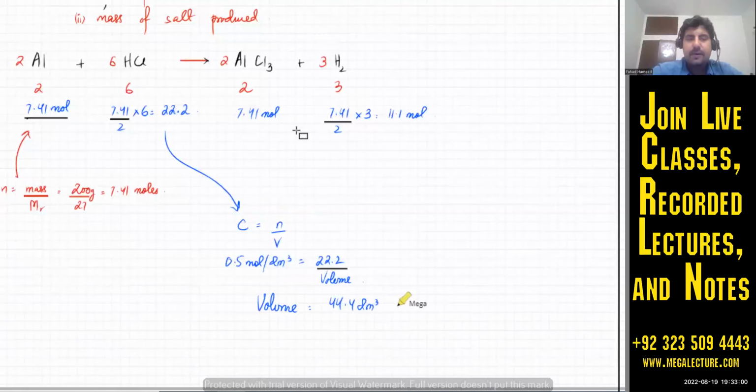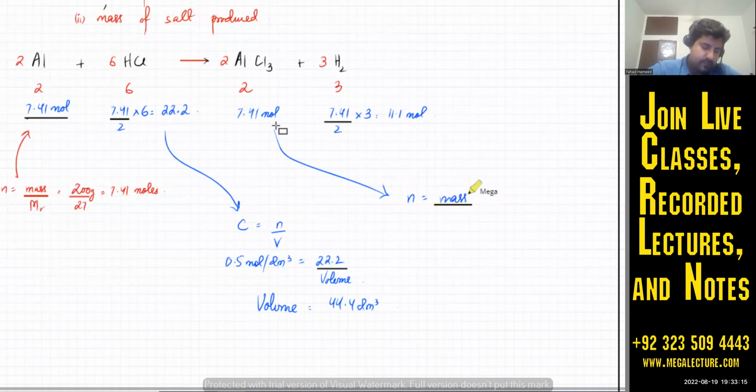और फिर उसने mass of salt produced. So you have to find the mass of this salt. AlCl3, that's your salt. So mass वाला formula क्या होता है? That's moles equal to mass divided by the molar mass. तो moles जो है ना, that's कितना moles है? That's 7.41. Mass I need to figure out. The Mr I can find out from the periodic table.